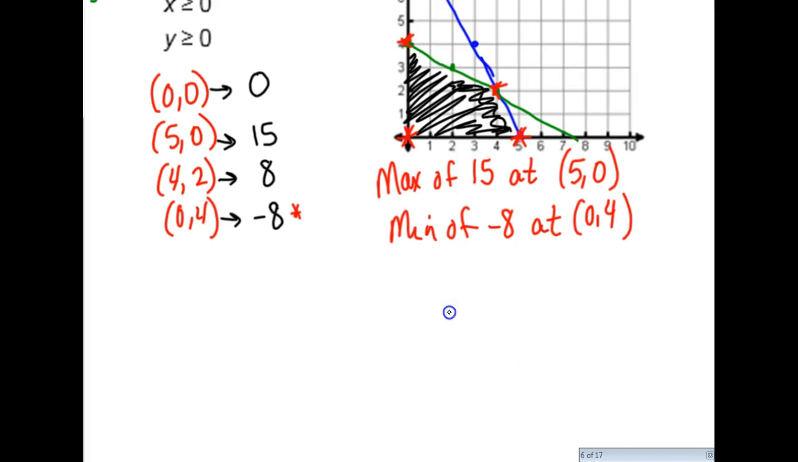Now on your test, I think I just ask you about max. And that's usually the way it works, because these questions are usually framed as profit functions. So you would like to maximize your profit, of course.